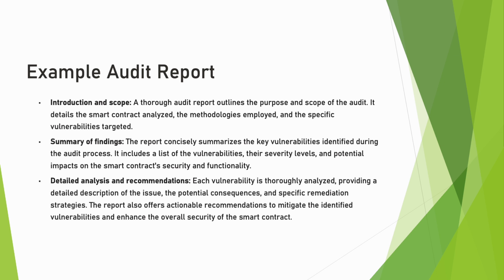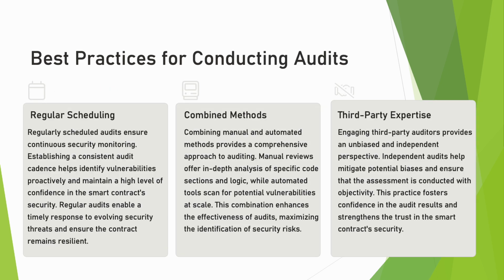Summary of findings. The report concisely summarizes the key vulnerabilities identified during the audit process. It includes a list of the vulnerabilities, their severity levels, and potential impacts on the smart contract security and functionality. Detailed analysis and recommendations. Each vulnerability is thoroughly analyzed, providing a detailed description of the issue, the potential consequences, and specific remediation strategies. The report also offers actionable recommendations to mitigate the identified vulnerabilities and enhance the overall security of the smart contract.